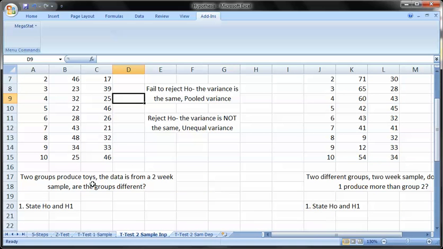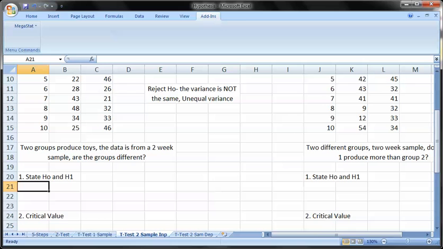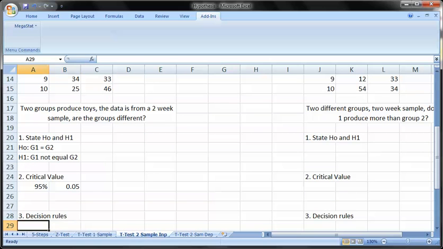Two groups produce toys. The data is from a 2-week sample. Are the groups different? So my null: group 1 is equal to group 2. My alternative: group 1 is not equal to group 2. Critical value, 95%, 0.05. Decision rules.